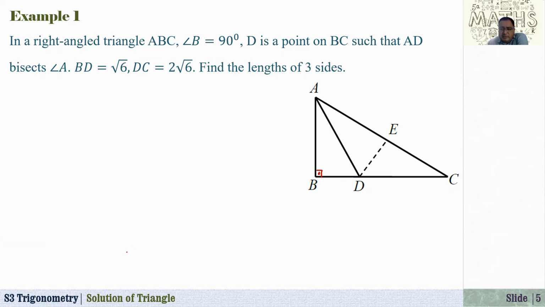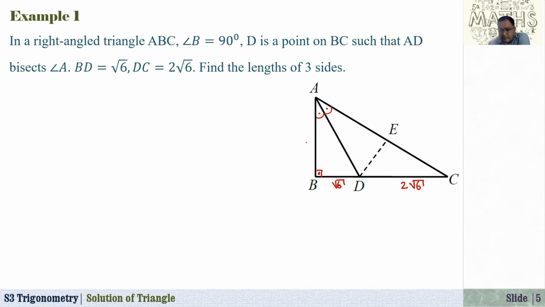D is a point on BC such that AD bisects angle A. So that means that these two angles are equal. Also BD is given. BD equals square root of 6, and DC is equal to 2 times square root of 6. The question is find the length of 3 sides.